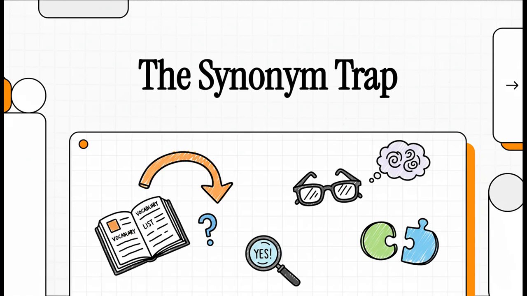All right, so if you're prepping for the IELTS, you know how crucial vocabulary is, right? But here's the thing. Using a word that's almost perfect can actually hurt your score. It's what I call the synonym trap. So in this explainer, we're going to break down 10 of the trickiest word pairs out there so you can get that precision you need to really crush it.